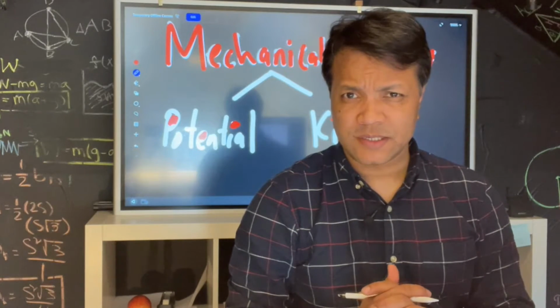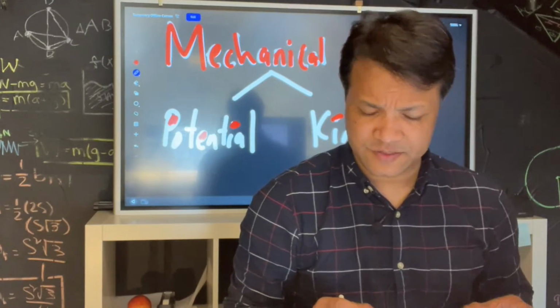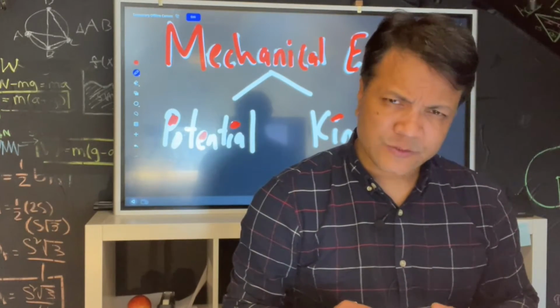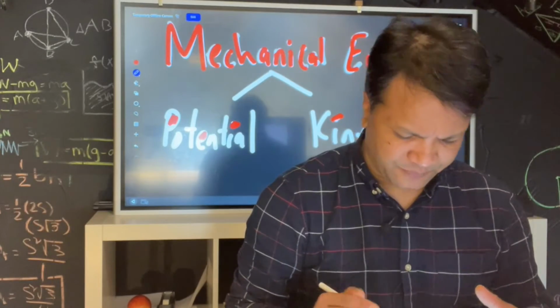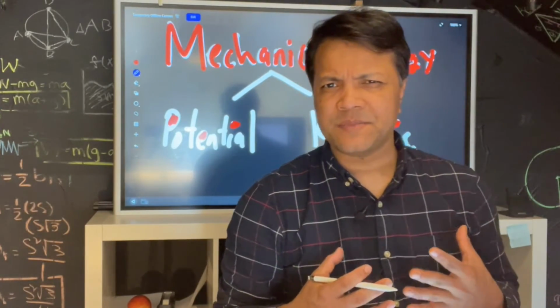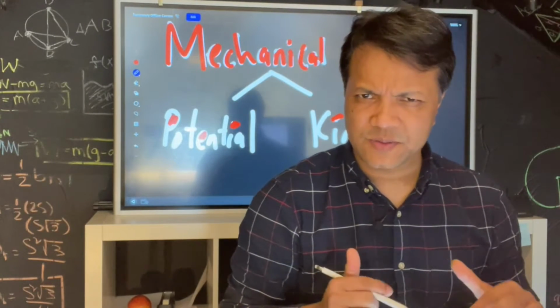Now let's go over booklet number 4. The main topic of booklet number 4 is conservation of energy. When we talk about conservation of energy, we start our conversation with mechanical energy. What is mechanical energy? Mechanical energy is the sum of potential and kinetic energy. So let's write it down.